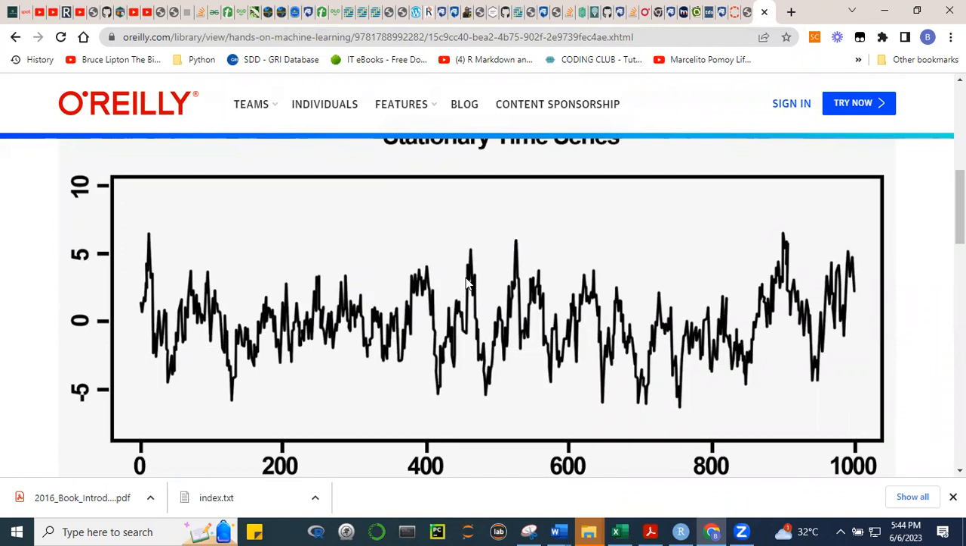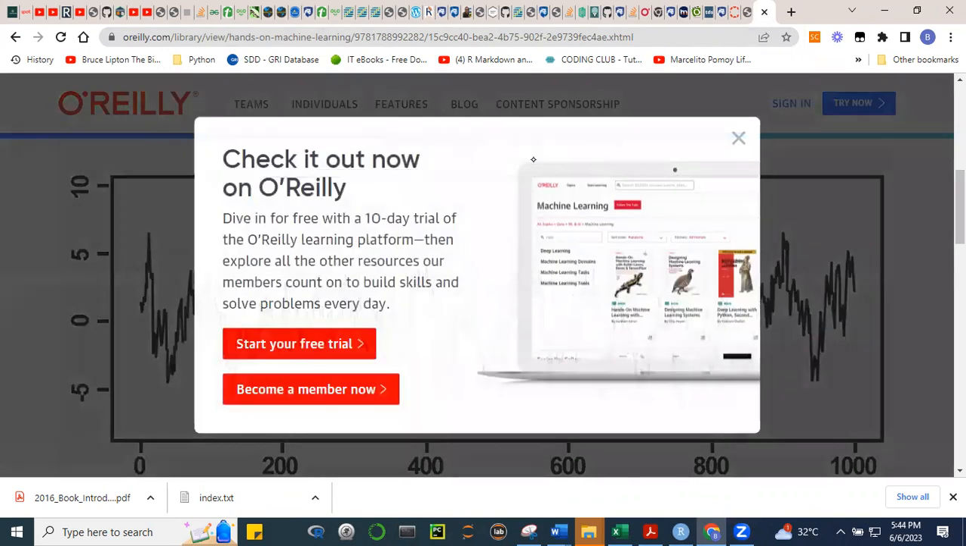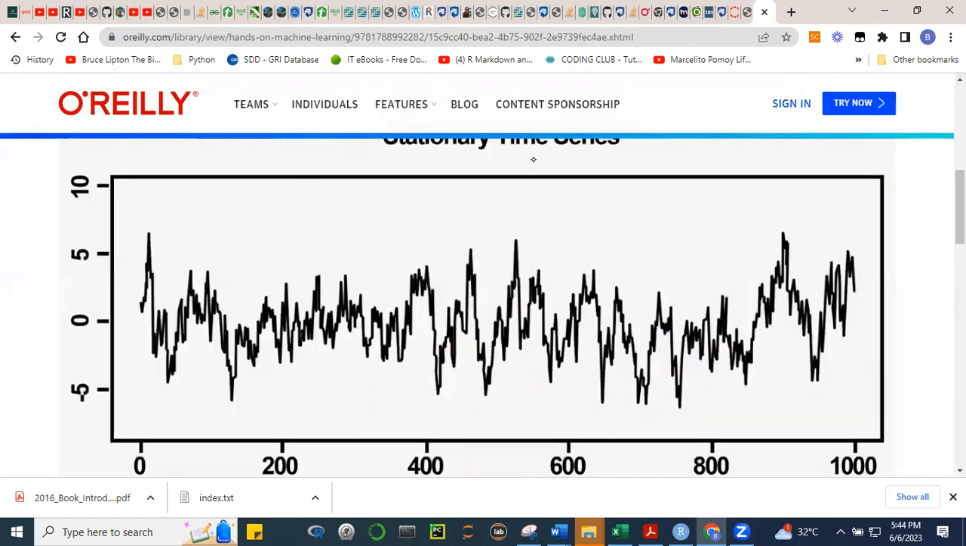Itong data set na to, okay, ang stationary kasi, class, dalawang klase yan. Dalawang levels yan. Number 1, okay, annotate ulit natin. It should be stationary in mean and stationary in variance.